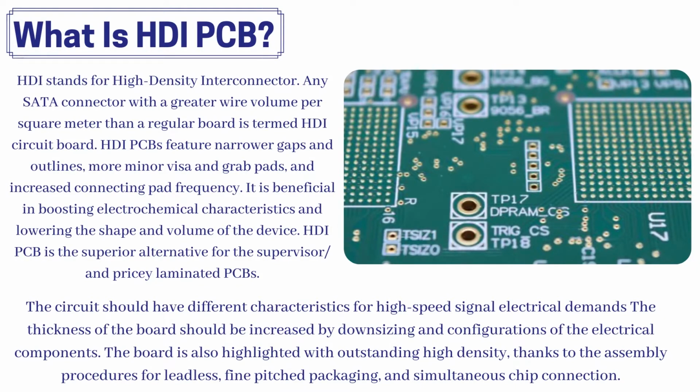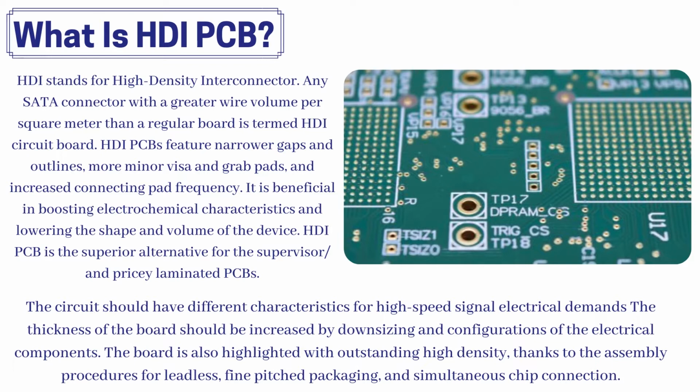Any circuit board with a greater wire volume per square meter than a regular board is termed an HDI circuit board. HDI PCBs feature narrower gaps and outlines, smaller vias and capture pads, and increased connecting pad frequency. It is beneficial in boosting electrical characteristics and lowering the shape and volume of the device. HDI PCB is the superior alternative for the expensive laminated PCBs.